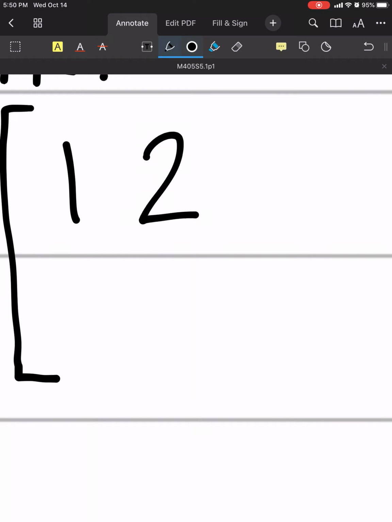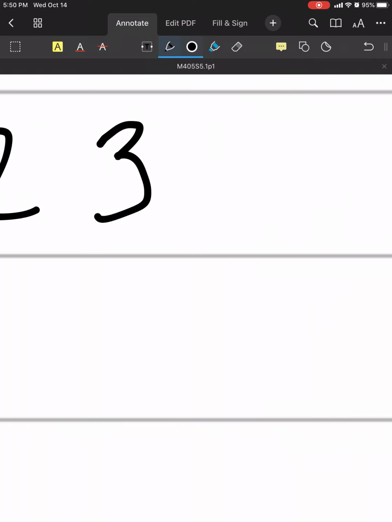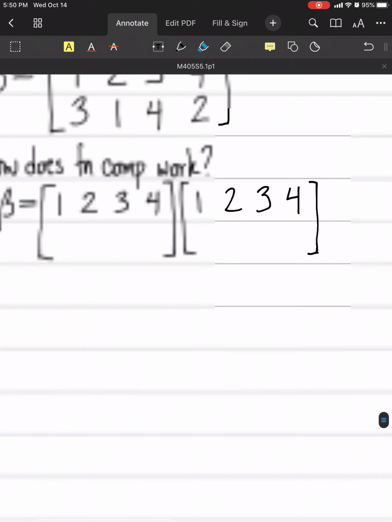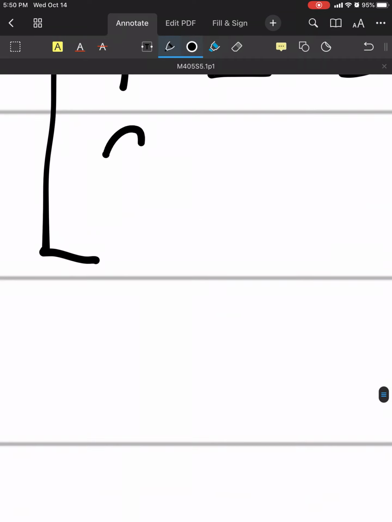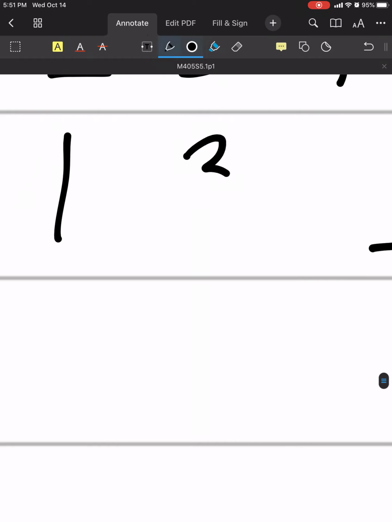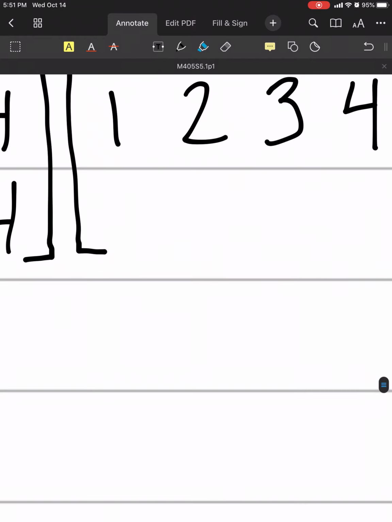1, 2, 3, 4. Okay, and alpha was 2, 1, 3, 4. And beta was 3, 1, 4, 2.